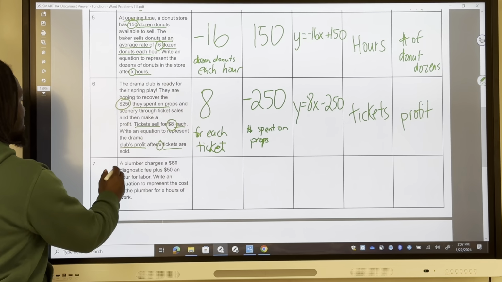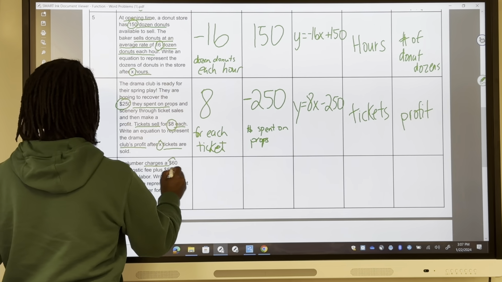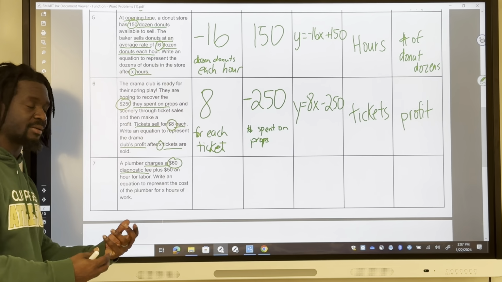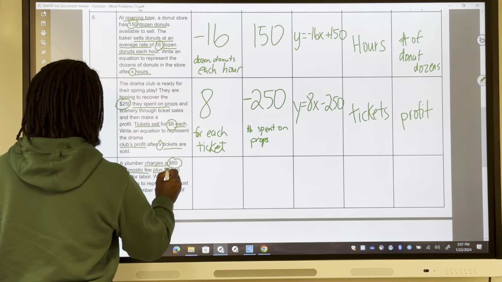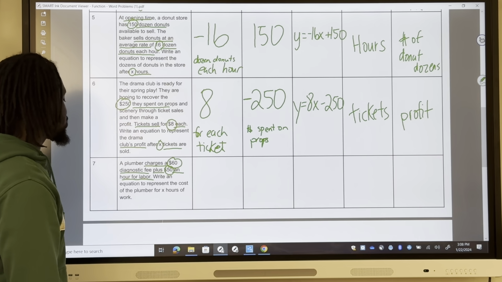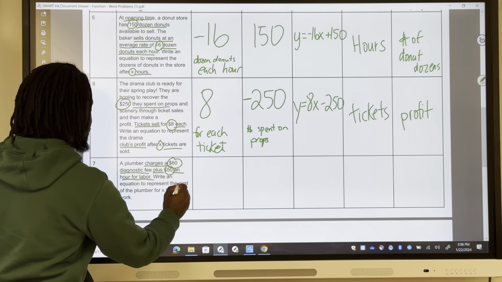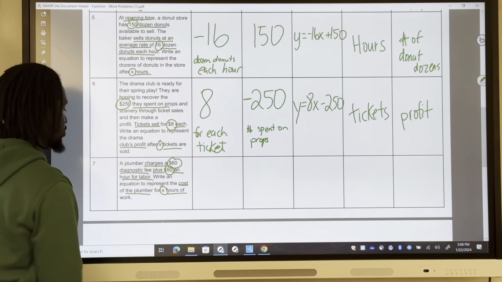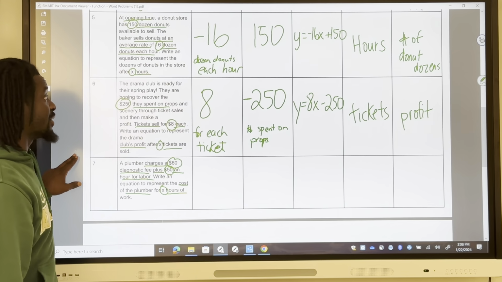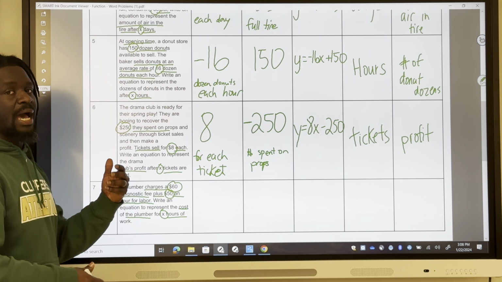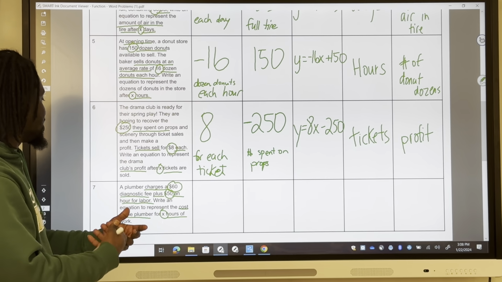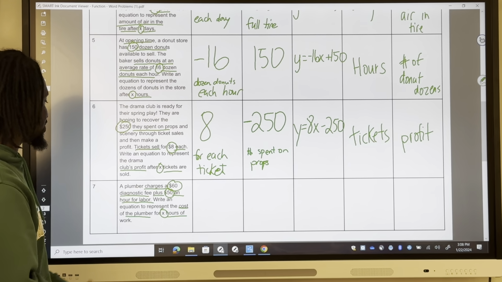All right. Lastly, a plumber charges $60 for a diagnostic fee. So he charges $60 to begin with, and then plus $50 an hour for labor. Okay, write an equation to represent the cost. So we're looking for the cost of the plumber for x hours of work. Okay, so in this, let's figure out the slope. What is the rate of change? So how much money is he charging? What's changing? Is it the $60 or is it the $50 that's changing over time?